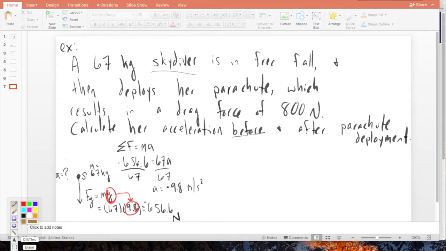This would have been our answer no matter what the mass was, no matter what the object was. If it was a hammer, a rock, a feather, we should have gotten 9.8 meters per second squared. Now, how come whenever you drop a hammer and a feather on Earth, they both don't accelerate downward at 9.8 meters per second squared? You know the feather will fall more slowly.